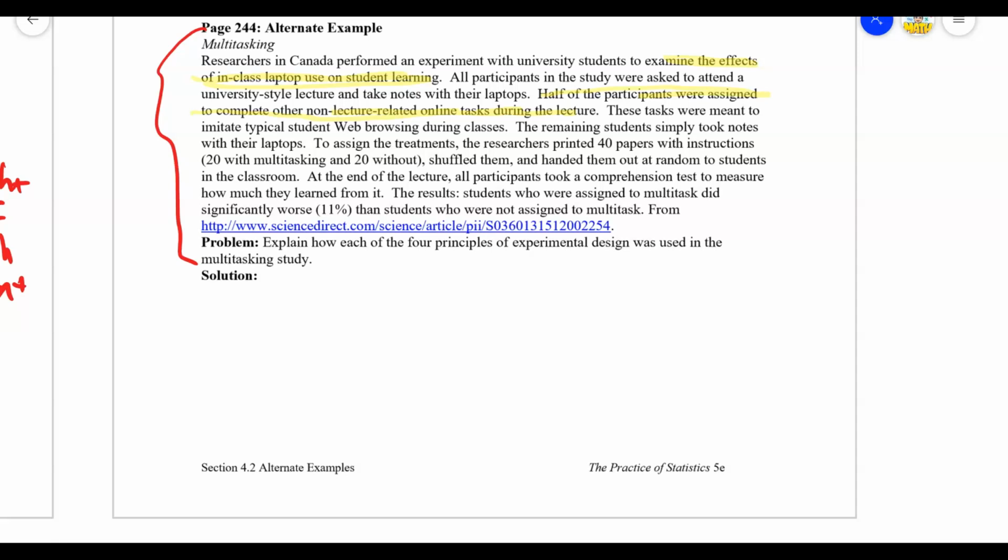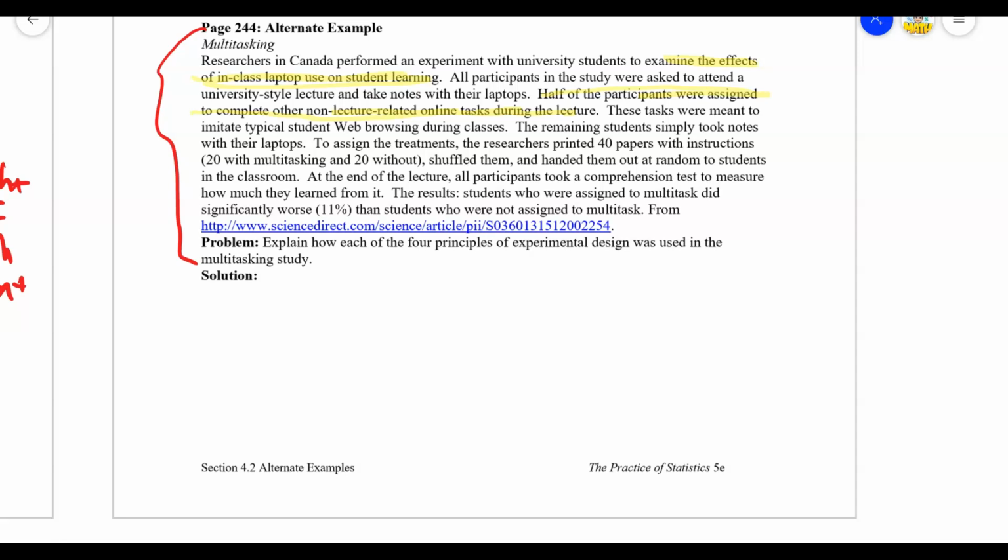To assign the treatments, the researchers printed 40 papers with instructions, 20 with multitasking, 20 without, shuffled them and handed them out. So that's important. We don't want to give people an option of which one of these things they would like to do. We randomly assign the treatments. We always want that to be part of our experimental design.